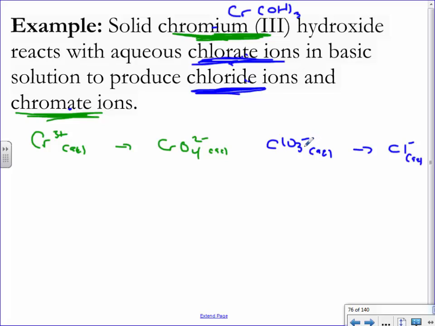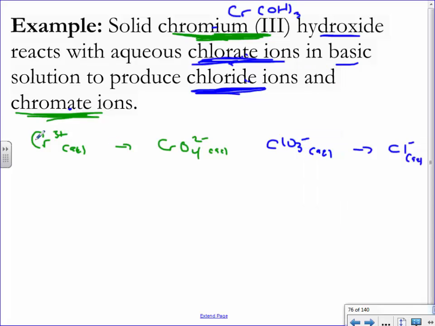You have a question? Well, I'm not ready for it yet. I'm going to throw it in later. You know how it mentioned that it was in a basic solution? This hydroxide will probably come up later, but I'm just going to start with the skeleton equation, just to get going. I will get to the hydroxides in a bit, though. It will happen.